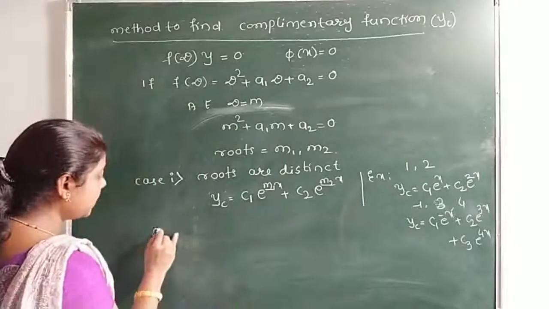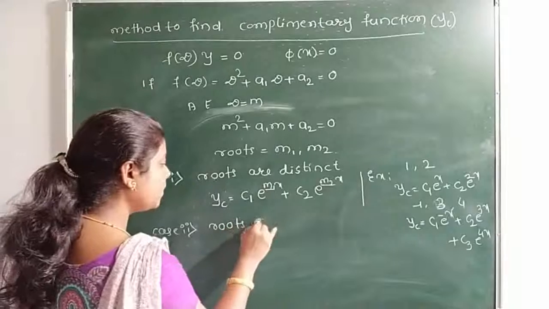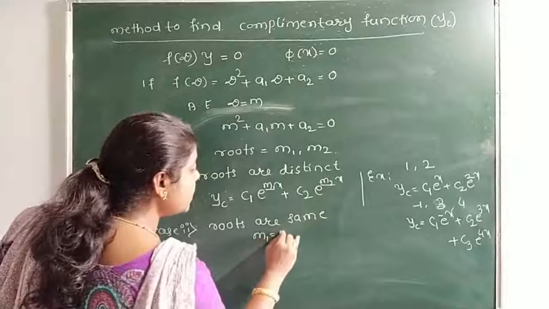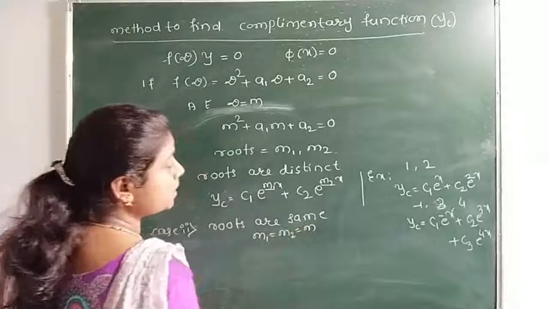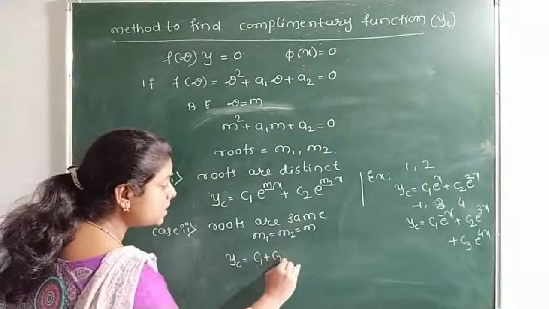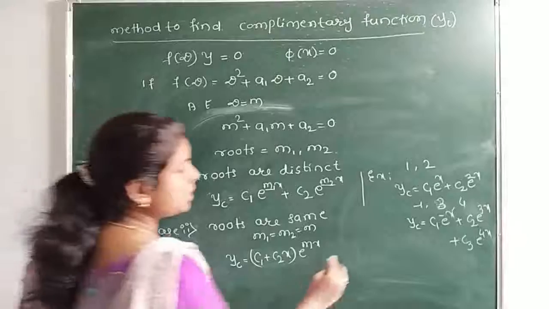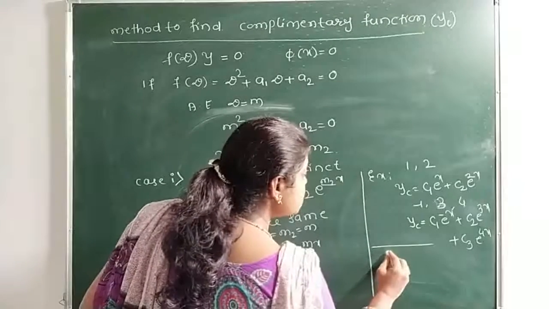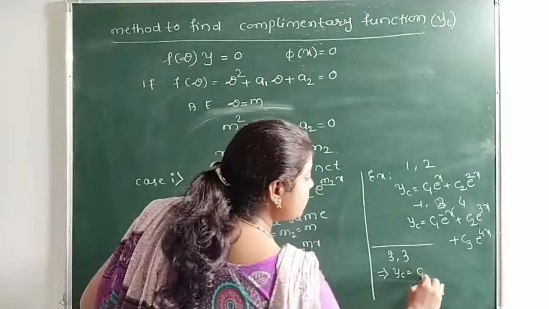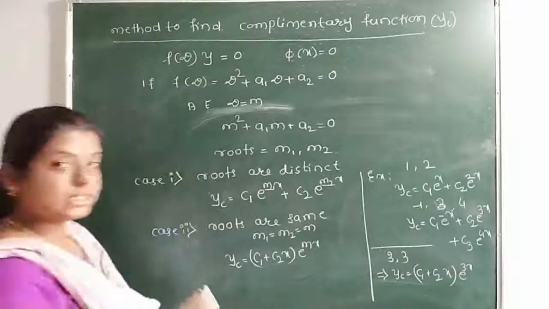complementary function. The second case is when the roots are the same, which means m1 is equal to m2. We consider it as m. At that time yc is c1 plus c2x times e to the power mx. In the example, the roots are 3, 3. Then yc is c1 plus c2x times e to the power 3x. Like this you have to write.